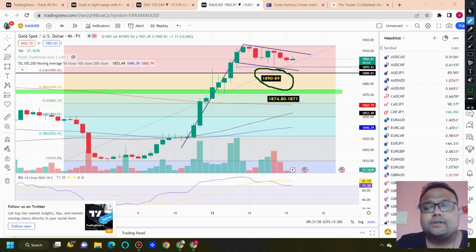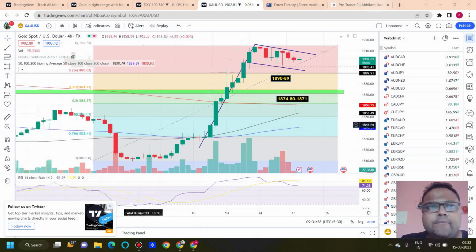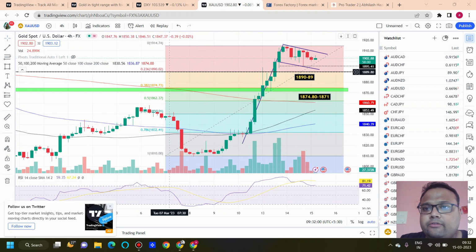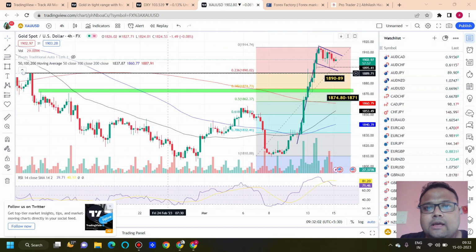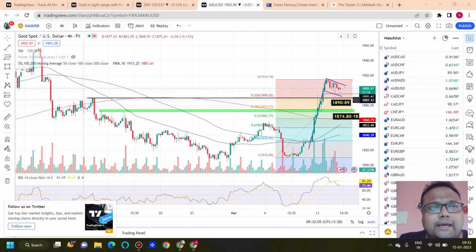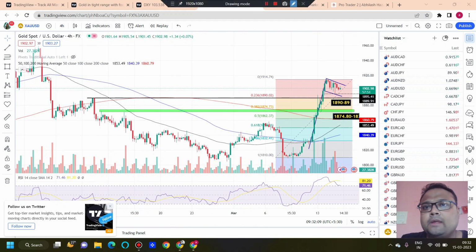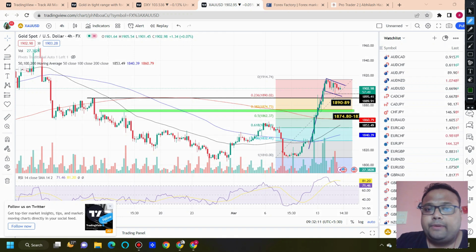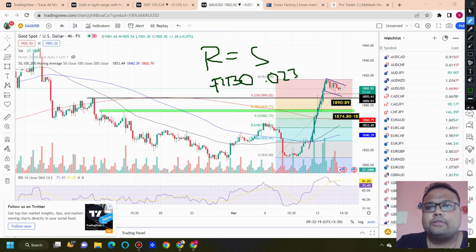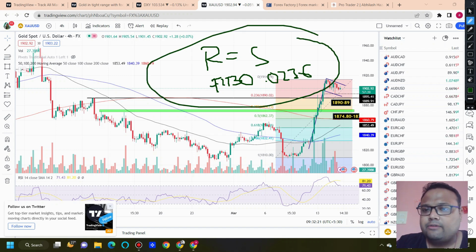You can see this is the first support on the chart of gold for the day because of the Fibonacci 23.6% retracement level, and we can also see that this was the previous resistance around the area. So previous resistance will act as support. Along with that, we have Fibo 0.236.